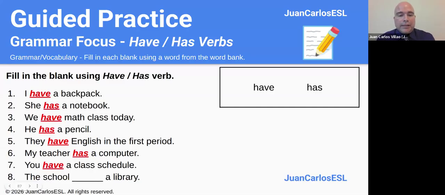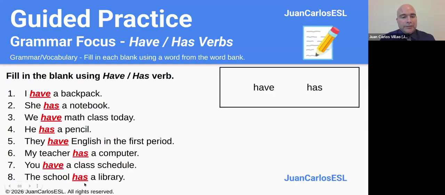The school has a library. La escuela tiene una biblioteca. The school has a library. So third person, singular, only talking about one school. So it's singular. Third person, it's talking about a place. So we have to use has as our verb, as our to have verb. The school has a library.